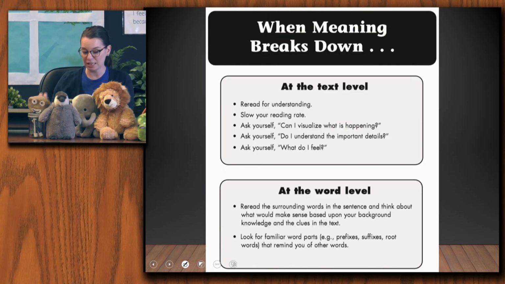As you're doing your independent reading today, make sure you're paying attention to, are you really understanding what you're reading? Could you tell someone what you read about? Or think about the individual words in your text. Are you noticing that there's a word that is preventing you from understanding a sentence? Use this document to help you when meaning breaks down.